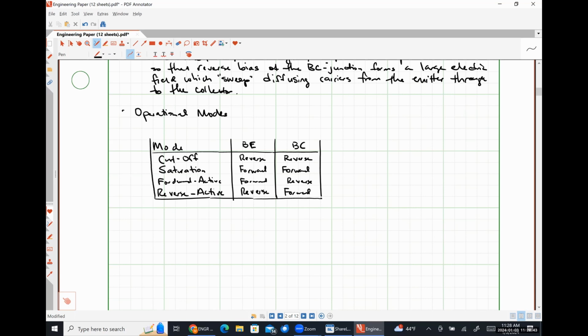So these are our different operational modes, and we're not really going to talk about cutoff anymore because everything is off. There's no current flowing anywhere. It's very boring. We're going to talk about saturation a bit later. We're going to cover forward active today. And then, like I said, reverse active is never intentionally used, so we're really not going to talk about that one either.